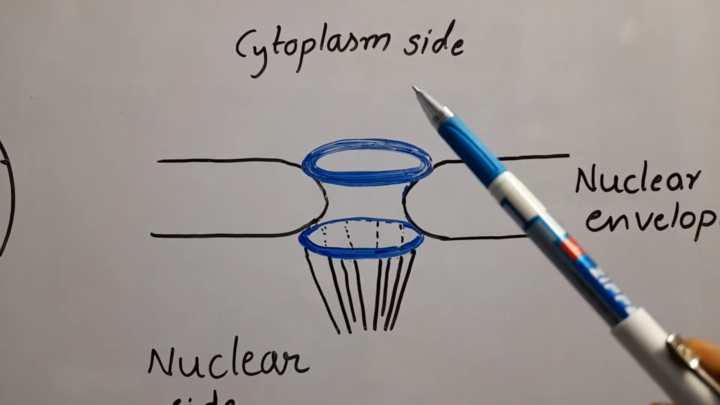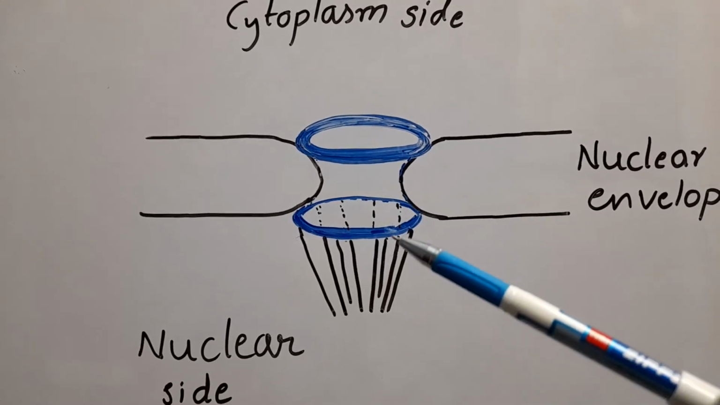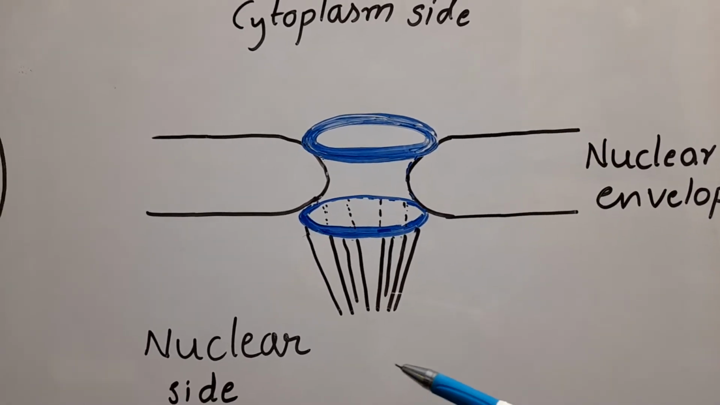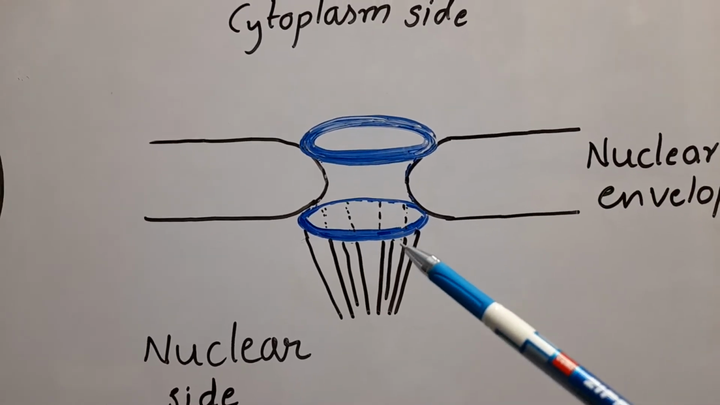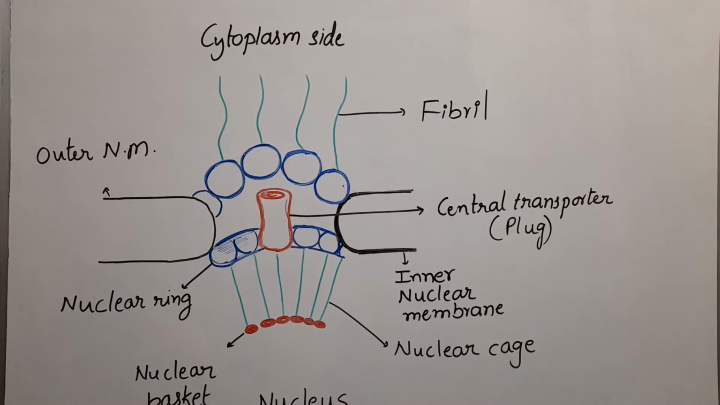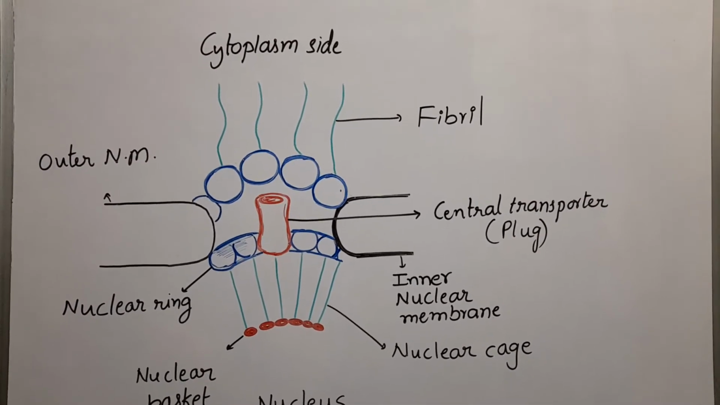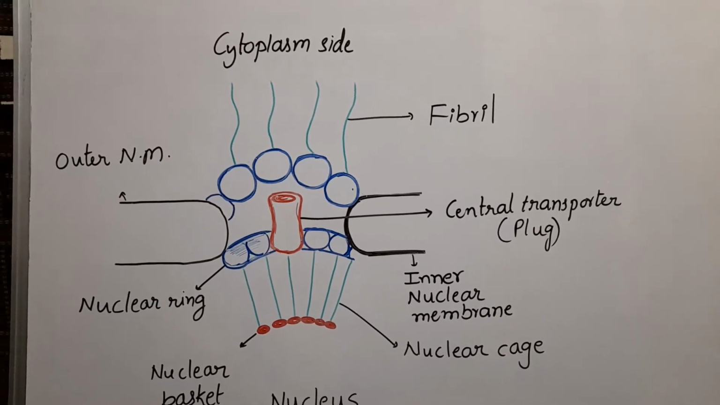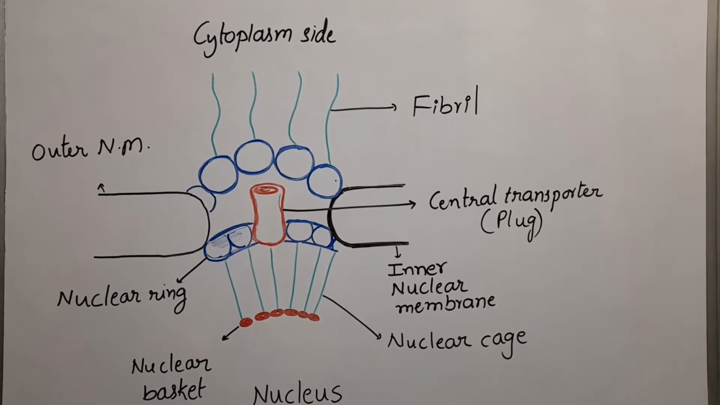Between the cytoplasm and nucleoplasm, a number of materials are transported from cytoplasm to nucleoplasm and from nucleoplasm to cytoplasm through this nuclear pore complex. The number of pore complexes on the envelope is an indication of an active nucleus. Generally, the nuclear envelope contains 3000 to 4000 pore complexes.